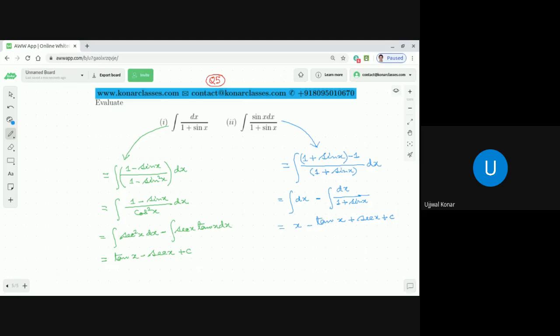So what we are learning in all these questions is that they are all trigonometric functions, but we are looking at how we can make them into a form where we can easily integrate using the standard formula. If you look at the first one, integration dx by 1 plus sin x, we did a transformation. The same function 1 by 1 plus sin x is written as sec square x minus sec x tan x. But why so? Because these are directly integrable.